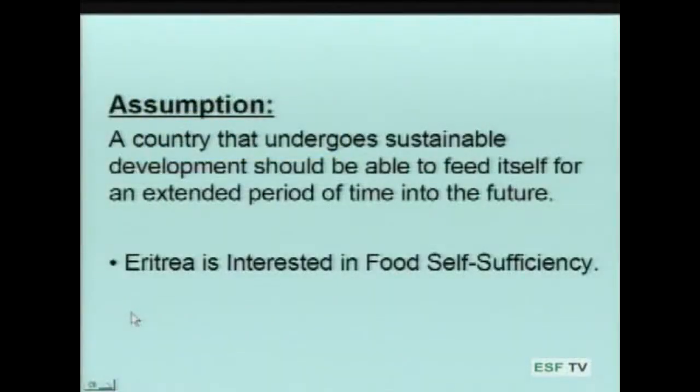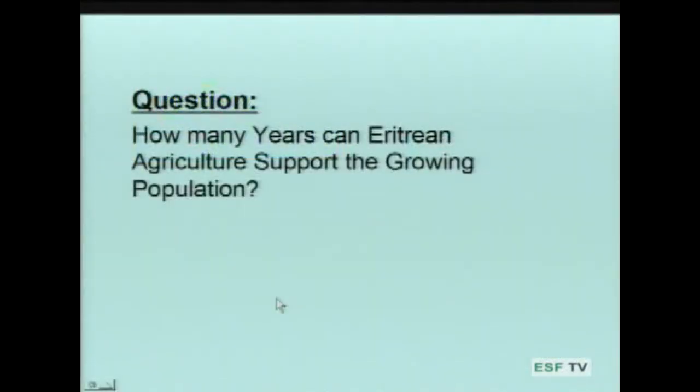Now I had some assumptions. I was assuming that a country undergoing sustainable development could feed itself into the near future. And this country is very interested in food self-sufficiency. They are very proud, fighting that 30-year war of independence. They don't want to accept food imports or handouts. They want to do it on their own. So, question, how many years could this country feed itself if they accepted no food imports?